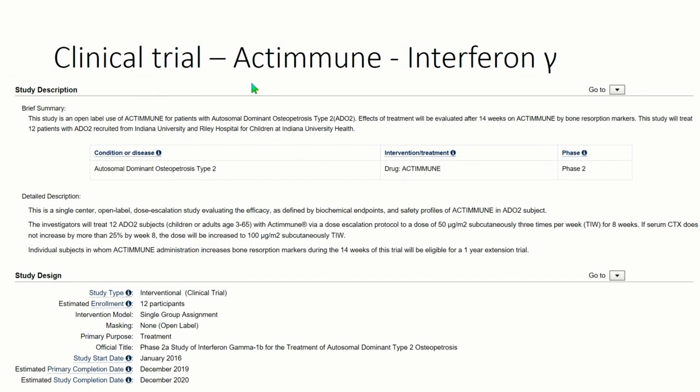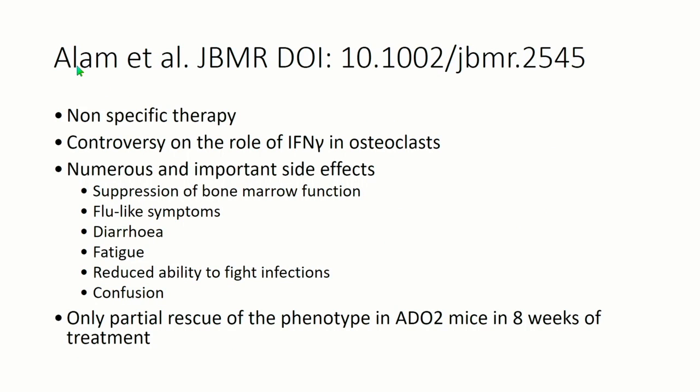Currently, there is a clinical trial on Actimmune, that is a form of interferon gamma. They are still ongoing with this clinical trial. And the reason why they tried this is because the group of Professor Mike Econs in the United States published this paper on an animal model of ADO2 in which they treated the mice with interferon gamma. However, you should consider that this is a non-specific therapy. There is a lot of controversy on the role of interferon gamma on osteoclasts. Some authors say that it stimulates these cells, others that they inhibit.